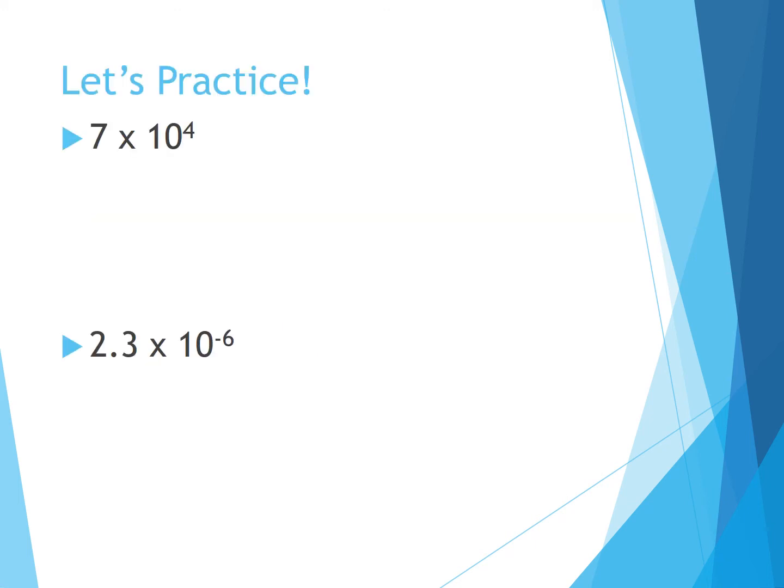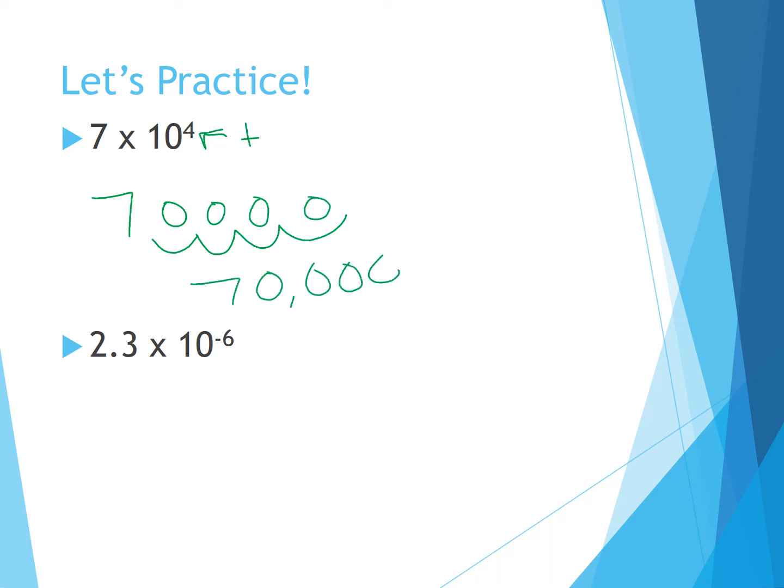Practice that. So I have 7 times 10 to the 4th. That's a positive, so we're going to move it to the right. So 7, that's 1 point here. 1, 2, 3, 4. It's going to be add the zeros where our bumps are. And it becomes 70,000.